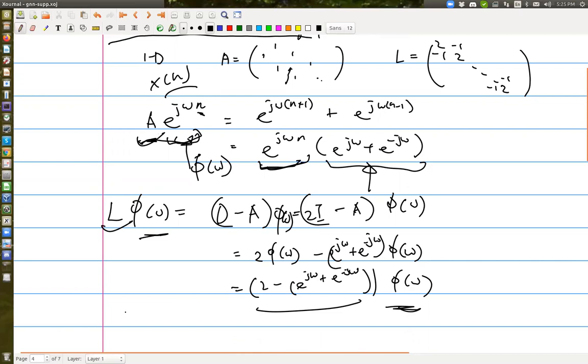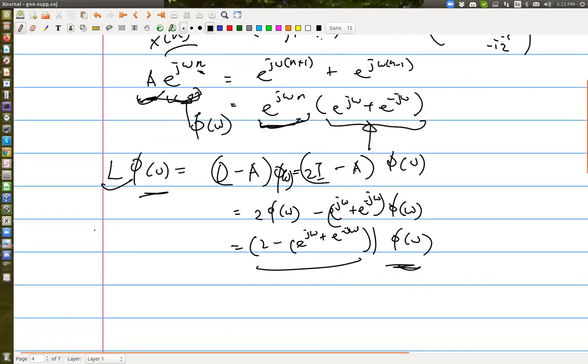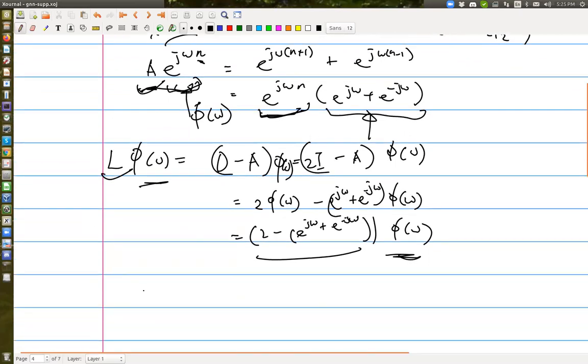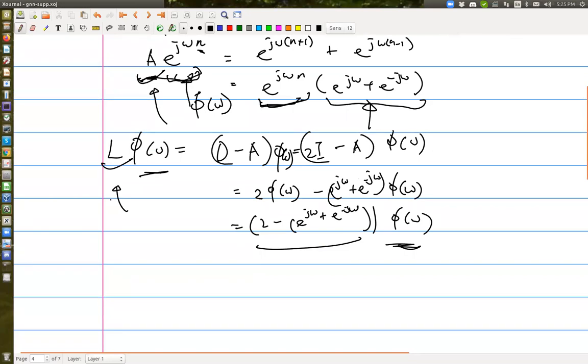So there were some choices here that people made, developing different Fourier transforms. Sometimes they consider the Fourier transform as the projection onto eigenvectors of A, or someone considers eigenvectors of L. But either way, you see that the Fourier transform is just a projection onto some eigenvectors of these graph matrices, either L or A.